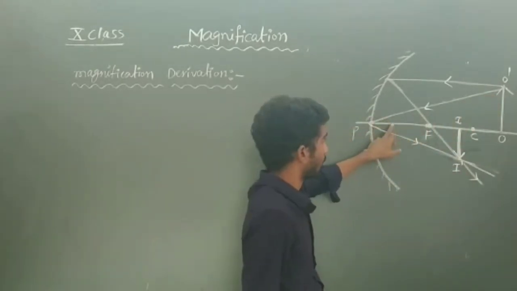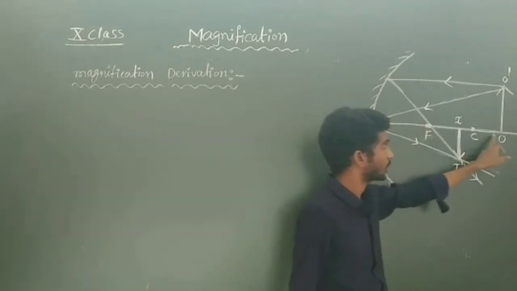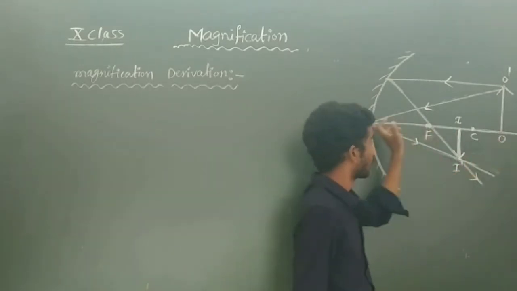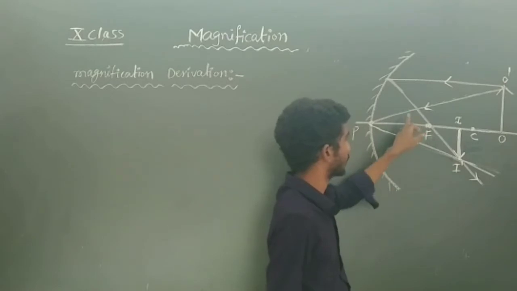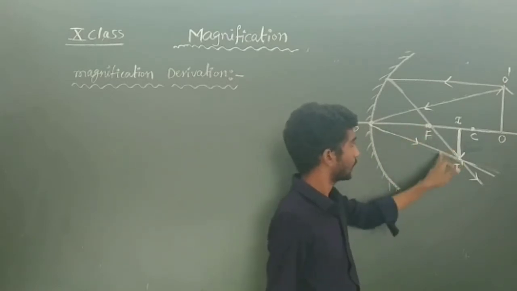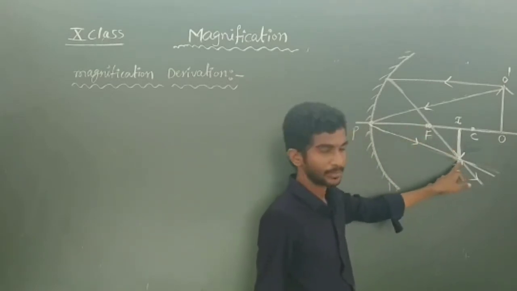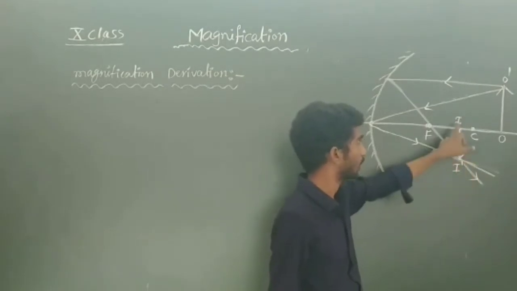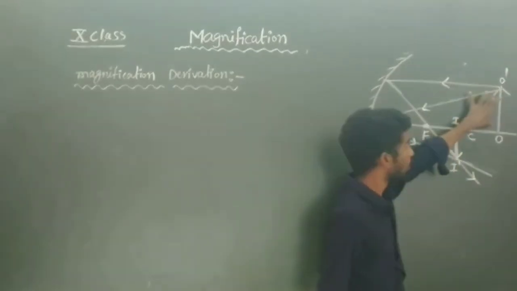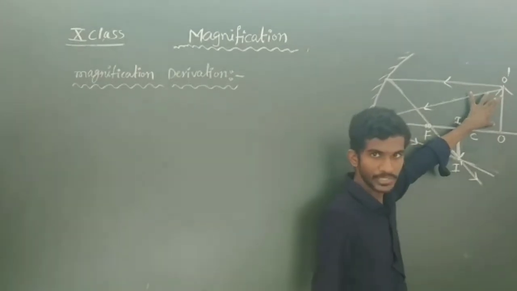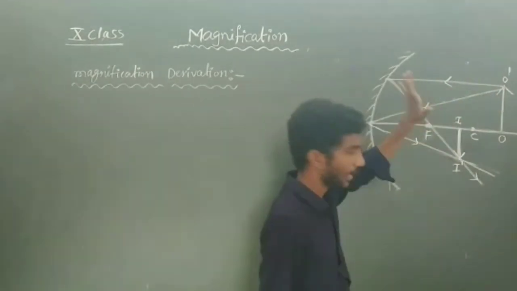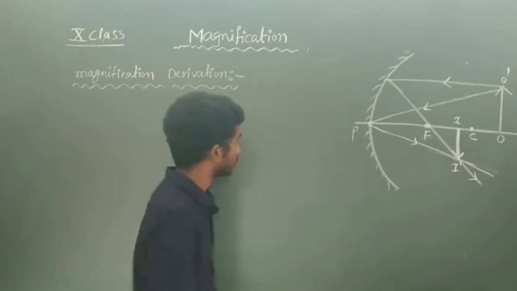The light ray is incident on P. Angle I is equal to angle R, and the horizontal line is also called the normal line. So angle I is equal to angle R. It is the incident ray, and it is the reflected ray. Two reflected rays meet at this point. So it is the image position I dash. O dash is the object, I dash is the image.